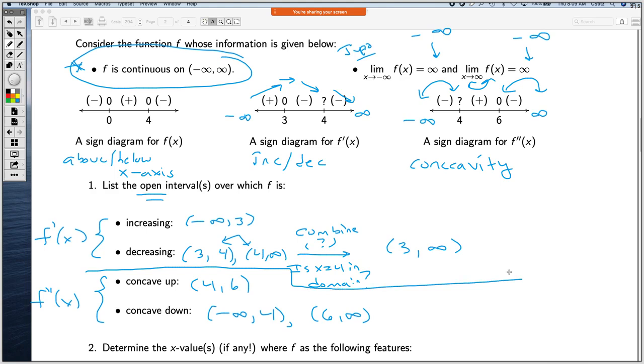Okay. Any questions on gleaning the open intervals of increase, decrease, concave up, concave down from the sign diagrams? If you've got the same sign on both sides, like in this case we've got negative and negative there at 4, to see if you can combine those intervals, you check to see if the point in the middle is in the domain.